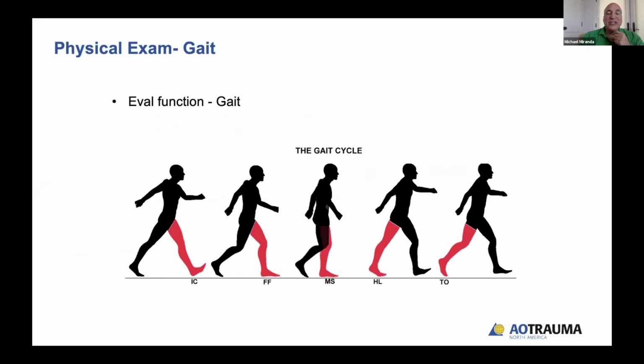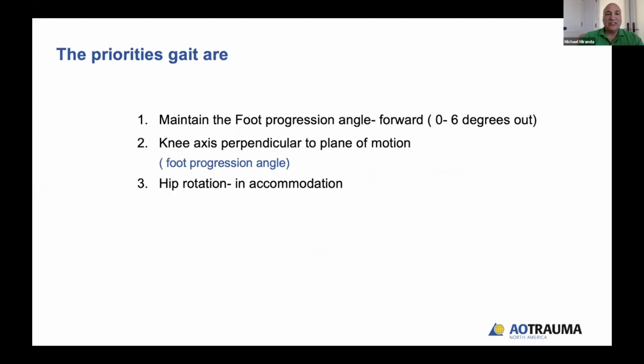With regard to physical exam and gait, these folks have a characteristic type of gait. When you look at gait, you want to make sure that you look at the foot progression angle, try and have an understanding of where the knee is, and get some sense of what's going on in the hip. So the priorities for gait: your body wants to maintain the foot progression angle. Next, it'll have the knee axis perpendicular to the plane of motion. And then lastly, the hip will rotate to accommodate to maintain the other two.